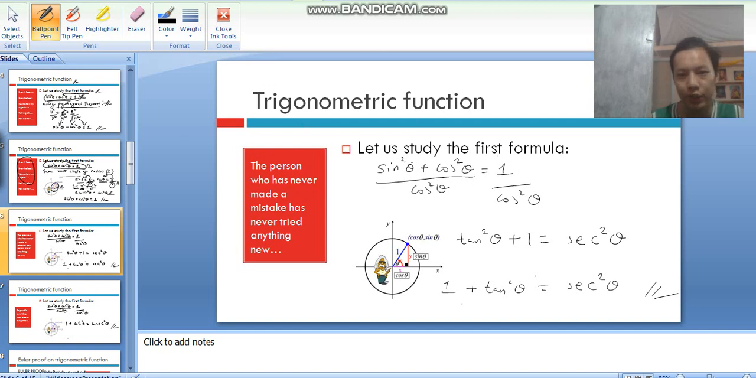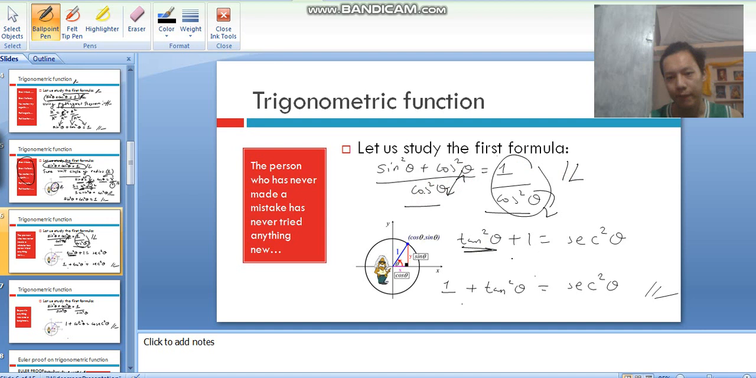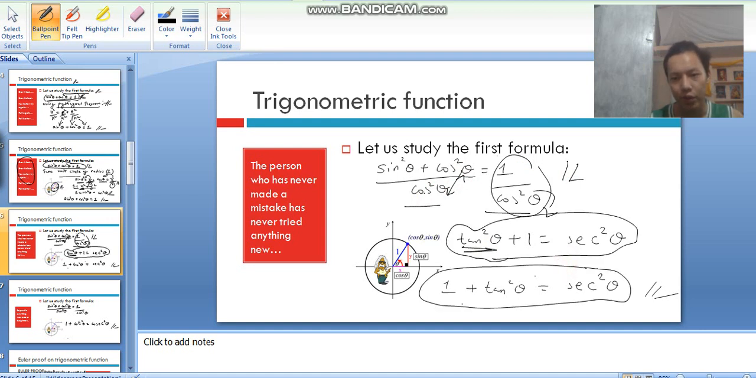So we know that sin square theta plus cos square theta is equal to 1, right? How it came from: by dividing both sides by cos square theta, we can derive another formula. Sin square theta by cos square theta is tan square theta, and cos square theta by cos square theta is equal to 1. So 1 by cos square theta is equal to sec square theta. So we can write another formula, 1 plus tan square theta is equal to sec square theta, right?